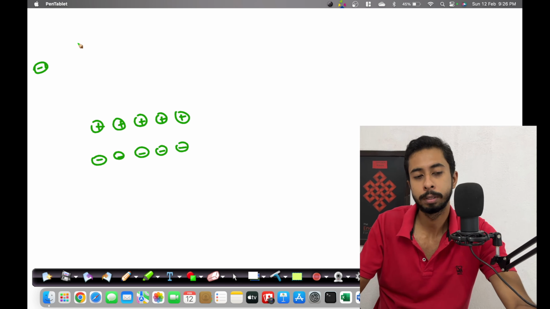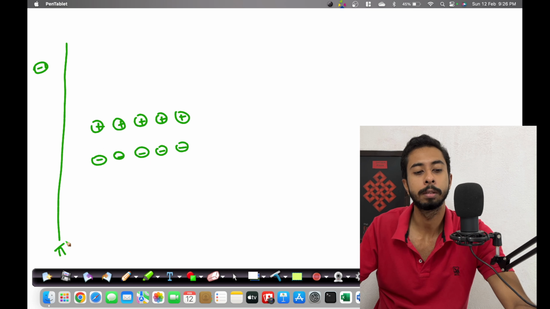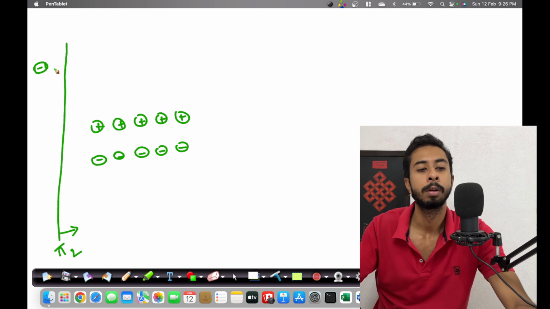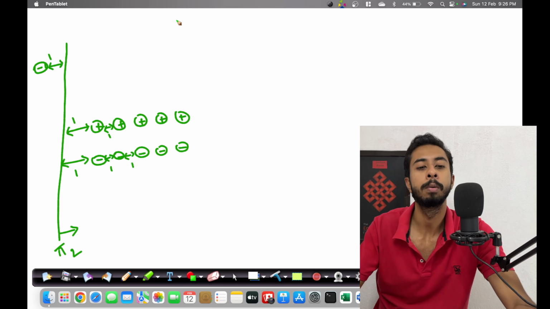Now let's say I'll be using some different plane. Let's say I'm using a plane like this. Let's call this plane pi 2, and the normal is pointing towards this side. So now let's say this distance is 1, this distance is 1, this distance is also 1, and the inter distance between all the points is basically 1. Let's assume this.